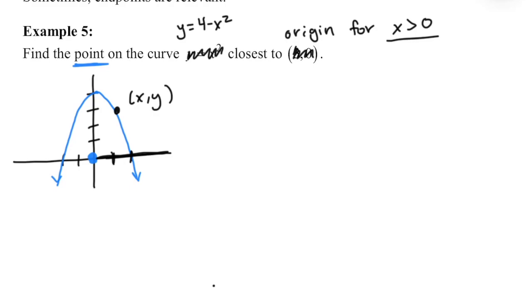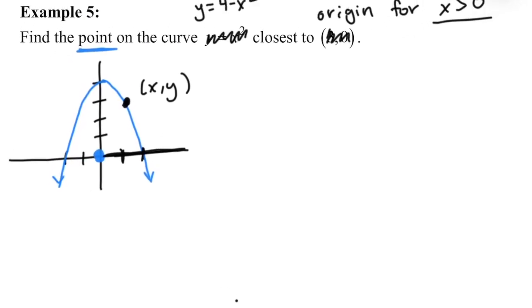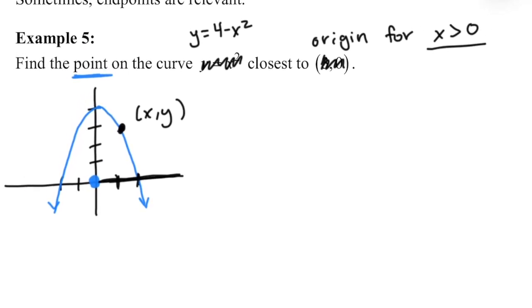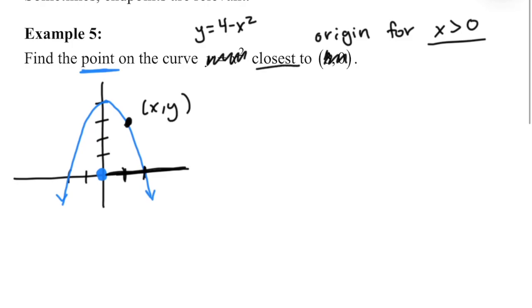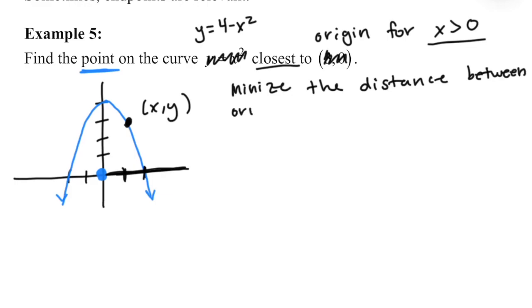of my graph. Okay. So I'm just going to label this xy. I don't really know. I could have drawn the point anywhere else. Could have been xy there or xy there. It doesn't matter. But I'm just going to put it there, and I'm going to call it xy. And so closest means I'm trying to minimize the distance between the origin and the point xy. Okay, I'm going to minimize the distance between those 2 points.